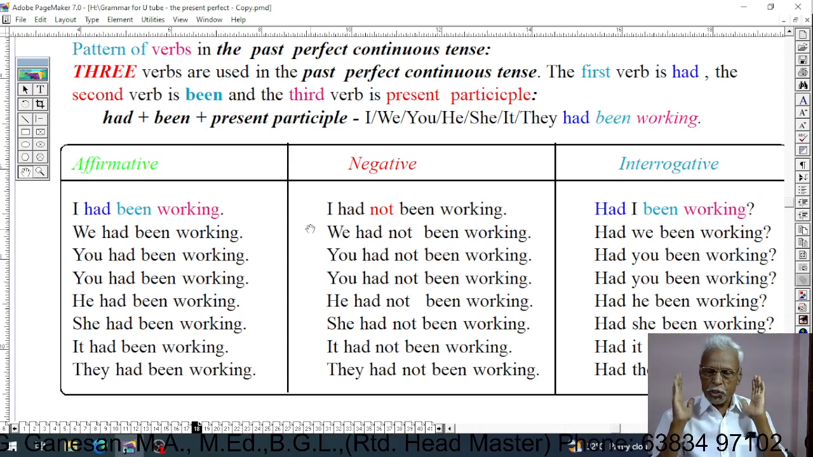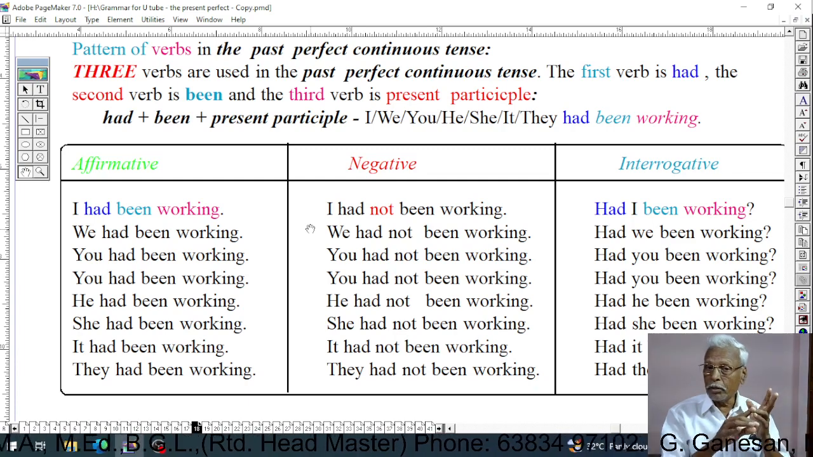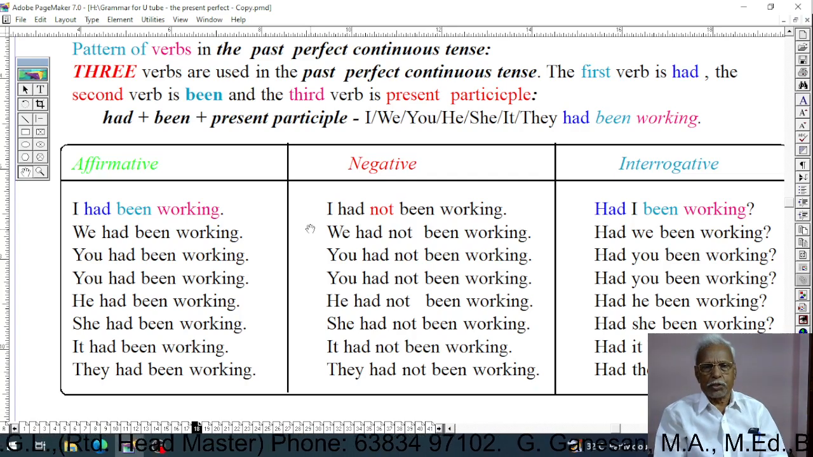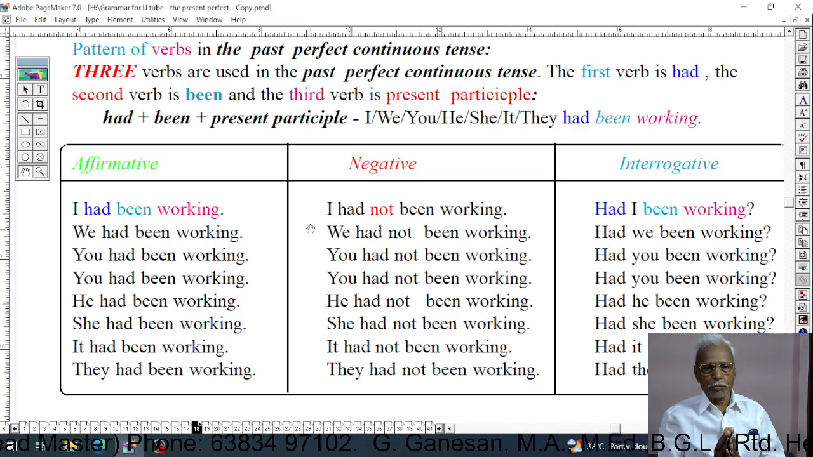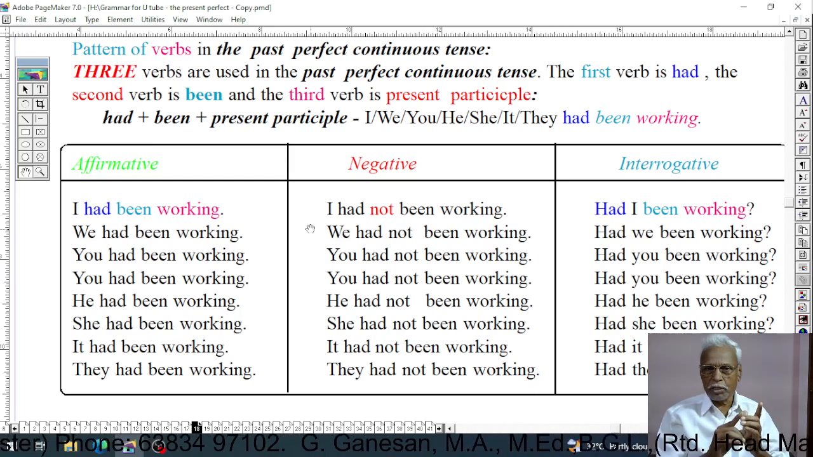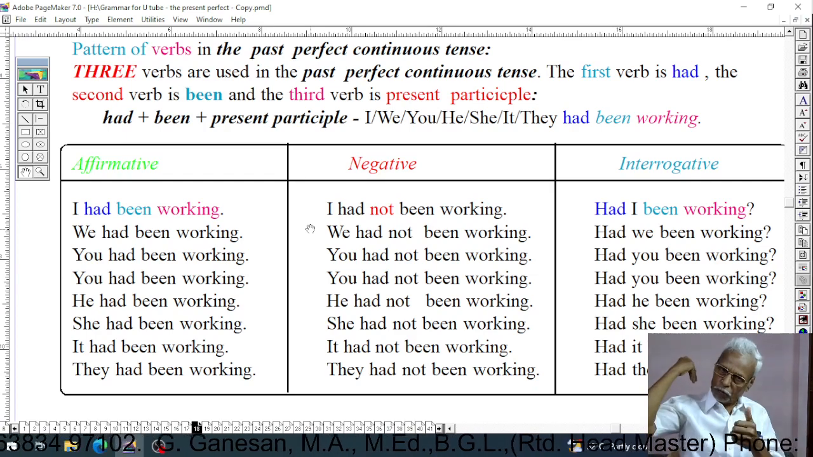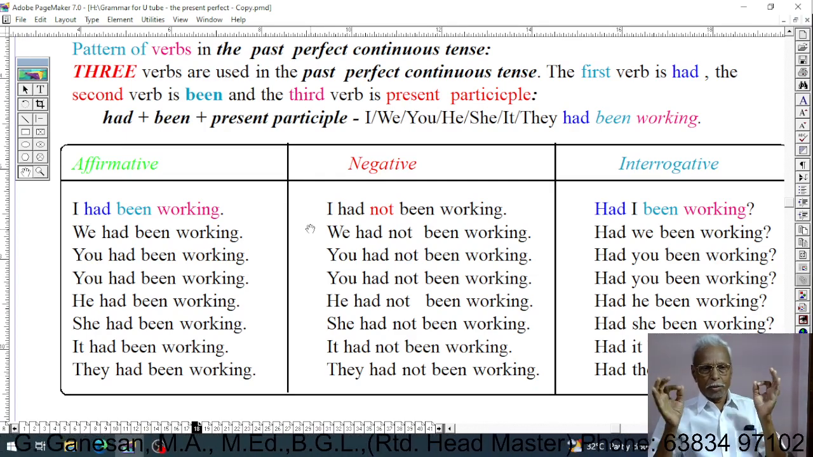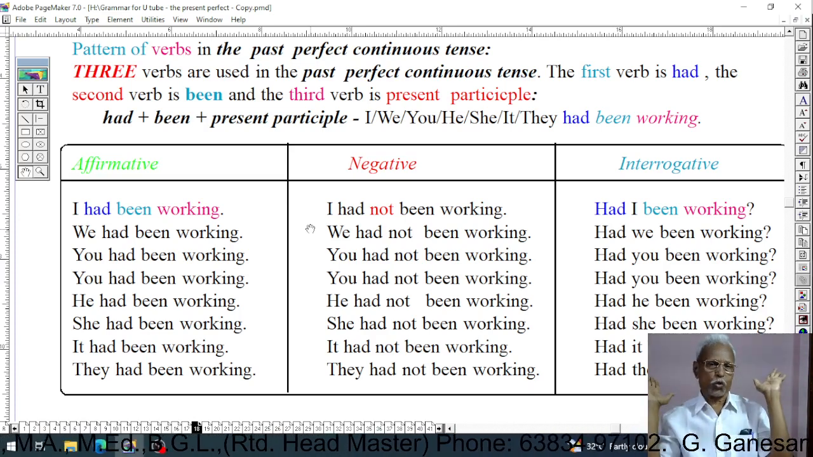See again, the pattern of the verb is had, been, present participle. This pattern of the verb is the same for all the three persons, first person, second person, and third person, and numbers, singular and plural. So for all the three persons and both numbers, the pattern of the verb is the same. You have to bear it in mind, that's all.